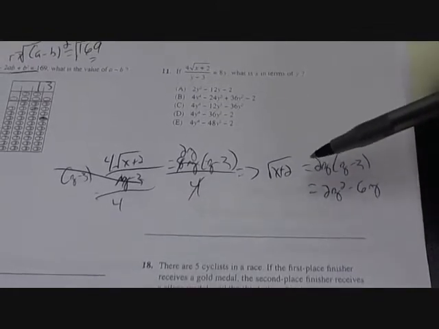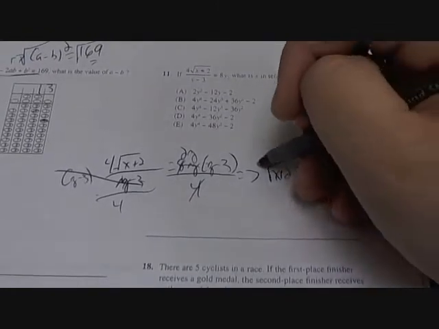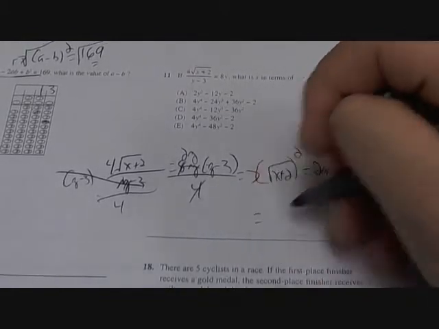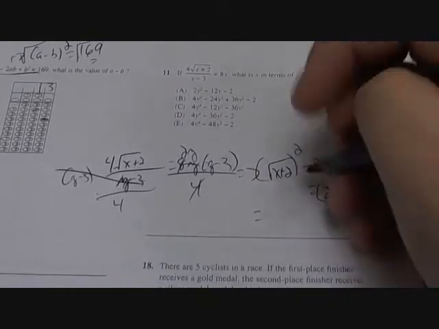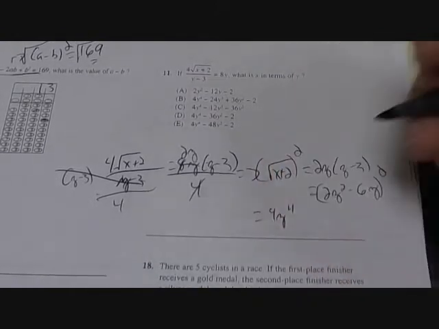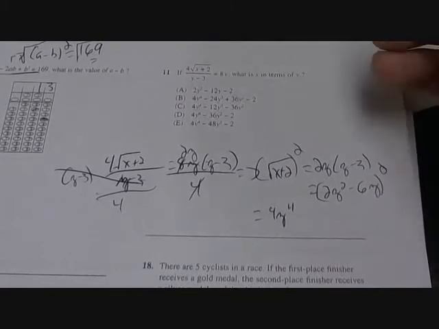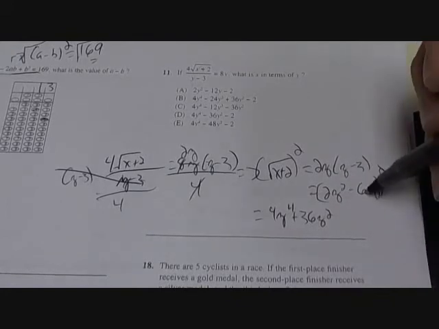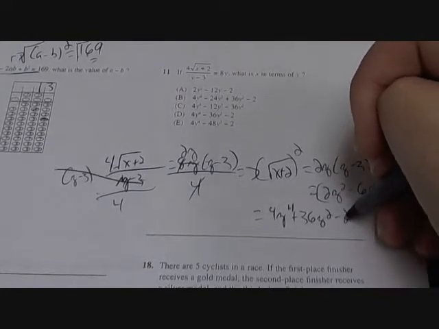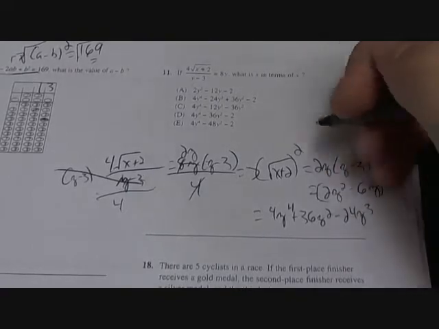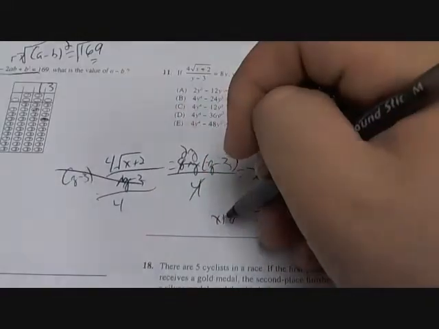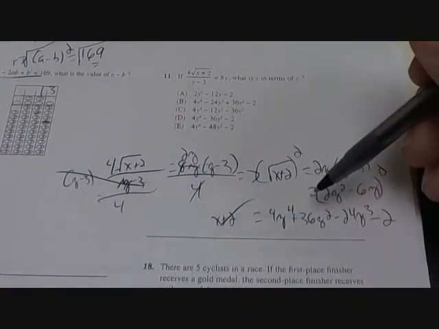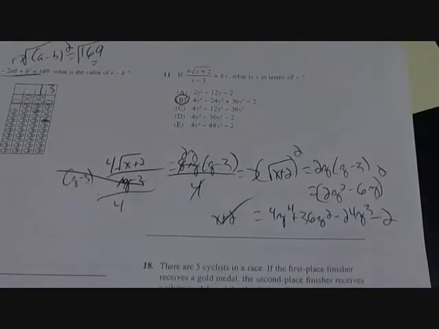Now how do you get rid of the square root? That's right, you square it. You square this. So 2y squared is 4y to the 4th. 6y squared will be 36y squared. And then 2 times 6 is 12, times 2 will be 24, y cubed, and then you're left with x plus 2. Take 2 to the other side. So x is equal to 4. So it's B.